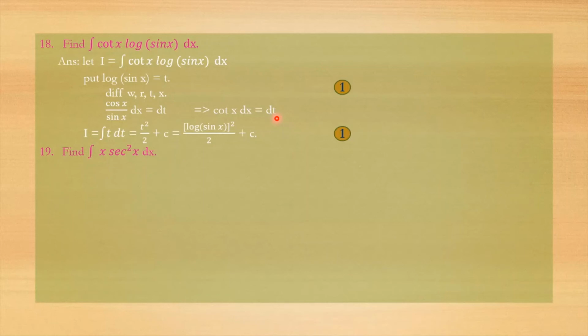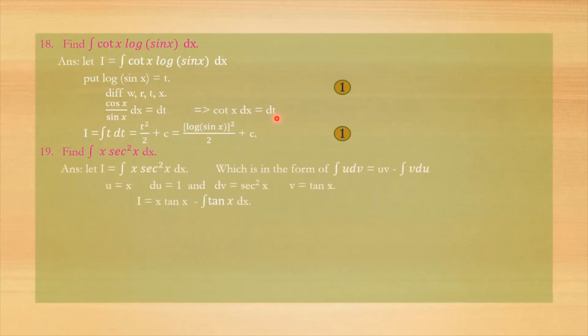Find integration of x into secant square of x. So dear students, here we are going to apply integration by parts, because a product of two functions is given. Which is nothing but we can take it as the integration of u into dv. The formula I am going to apply here is integration of u into dv is equal to uv minus integration of v into du. Here we are going to apply the ILATE rule.